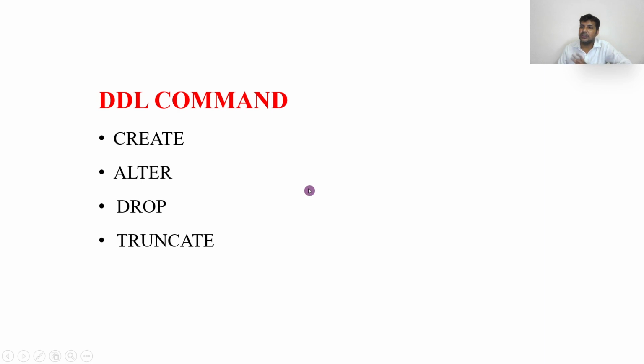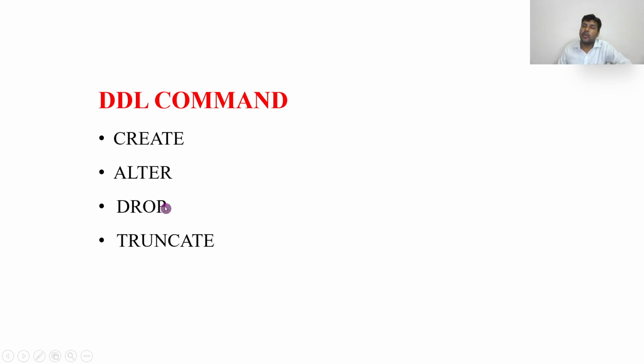Once again, let us go to the DDL commands. DDL commands are 4. Create is used to create a new table. Alter is used to modify the existing table. For example, if you want to add, you can use alter add. If you want to modify the characteristic of an attribute, you can use alter modify. Alter drop to remove the column. To add a column, alter add. To remove the column, drop. To modify the column, modify.